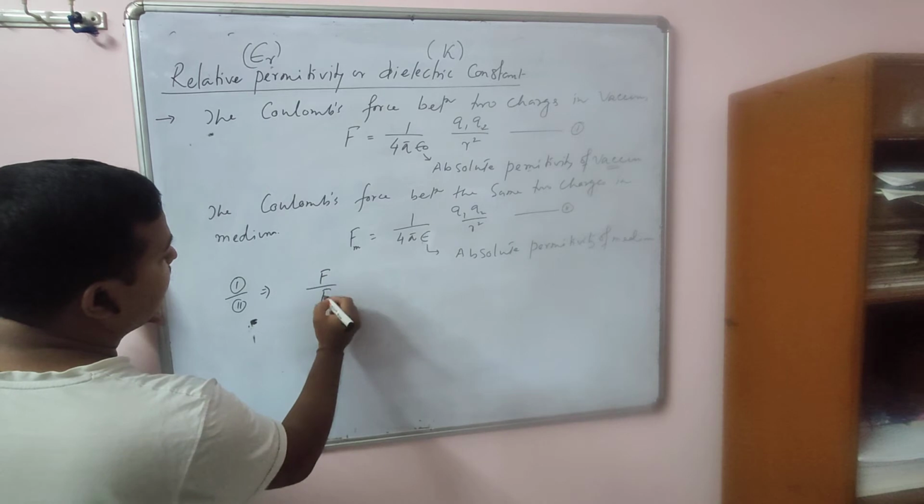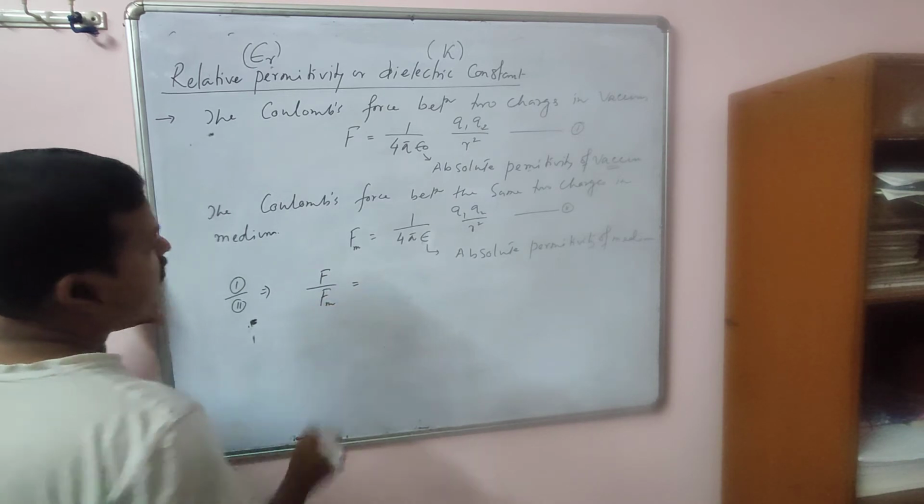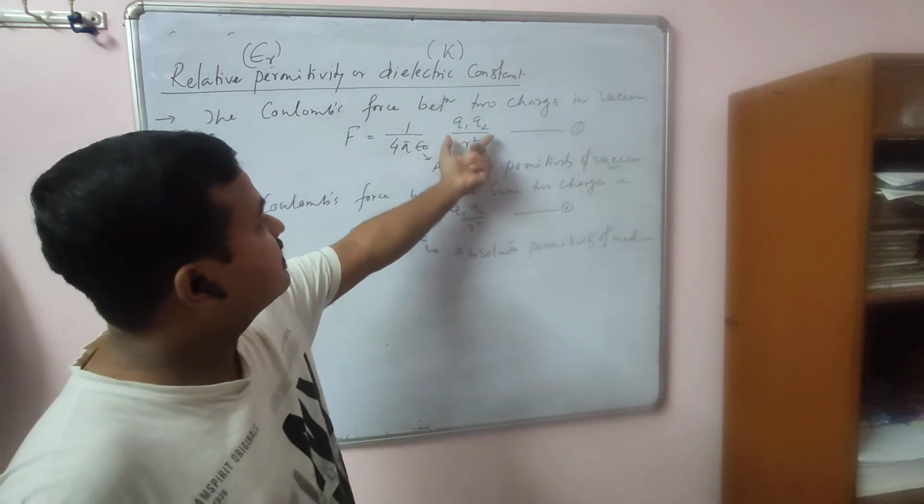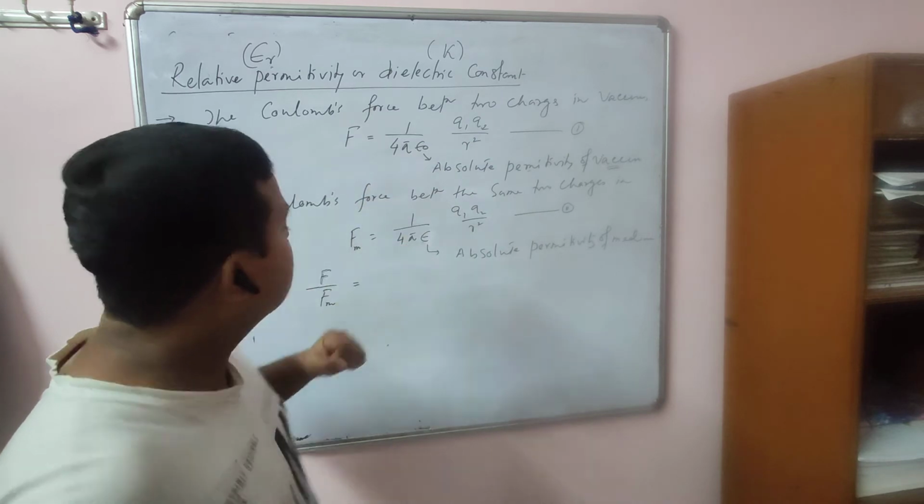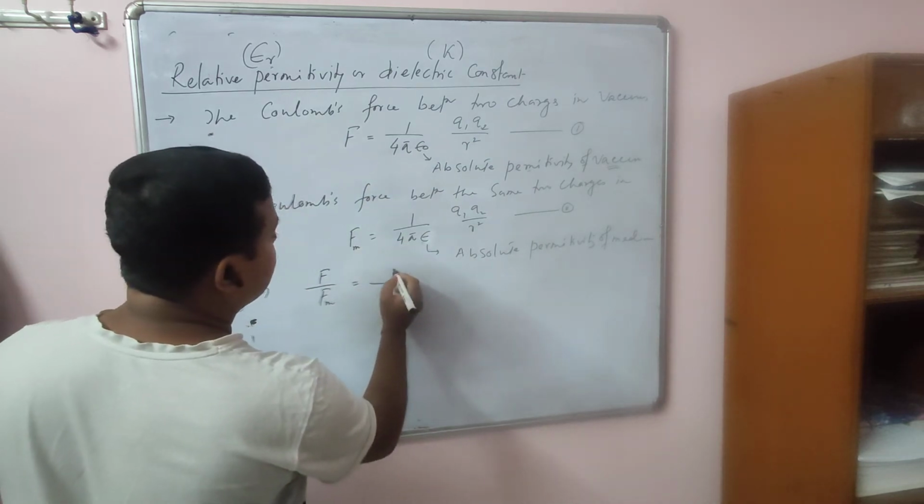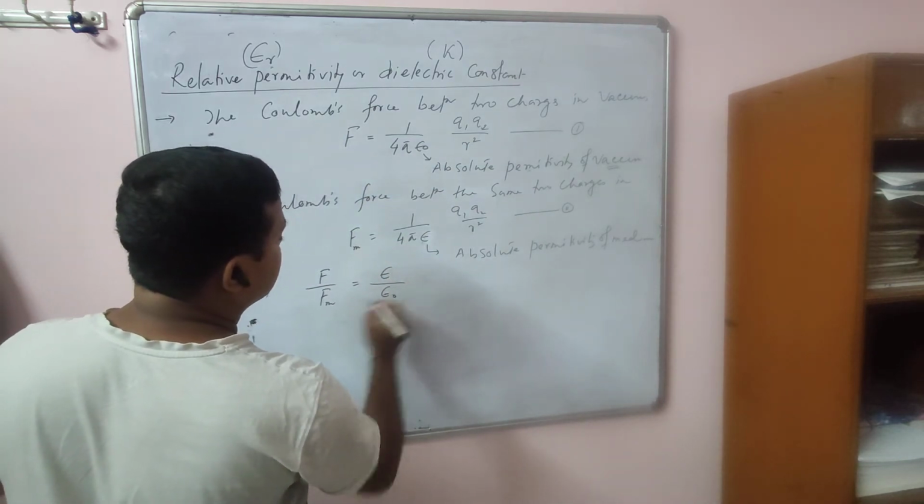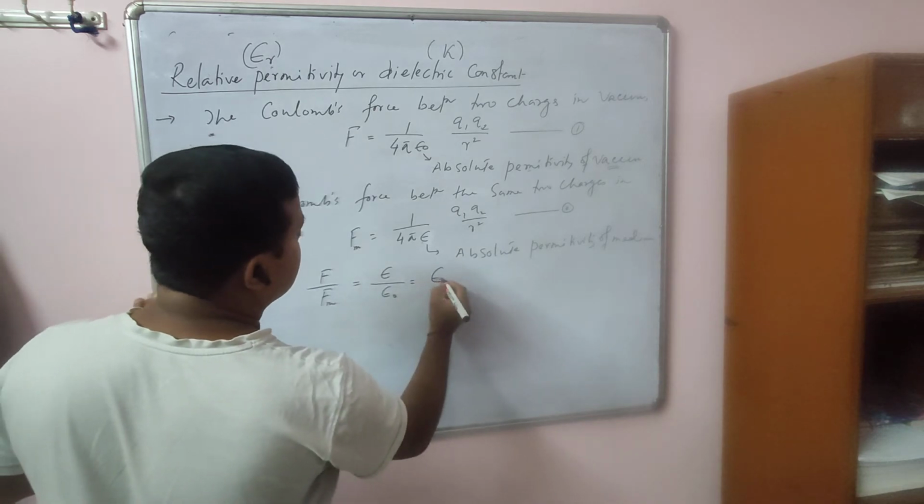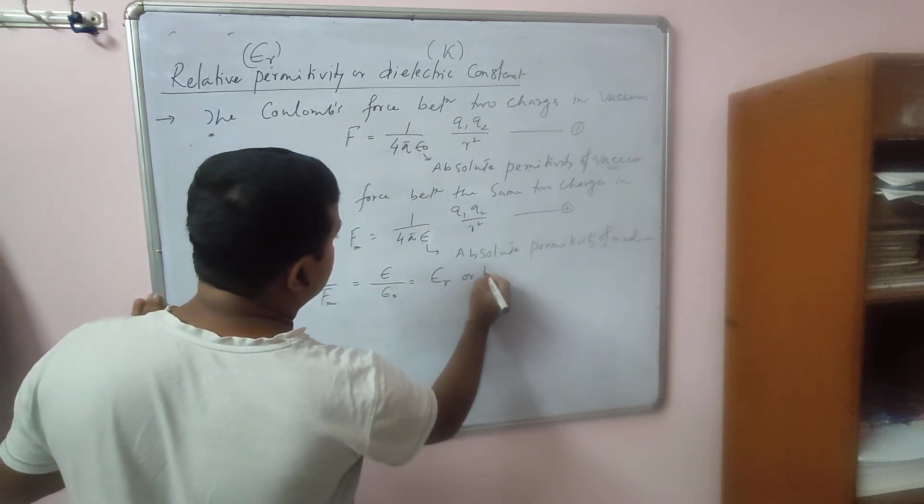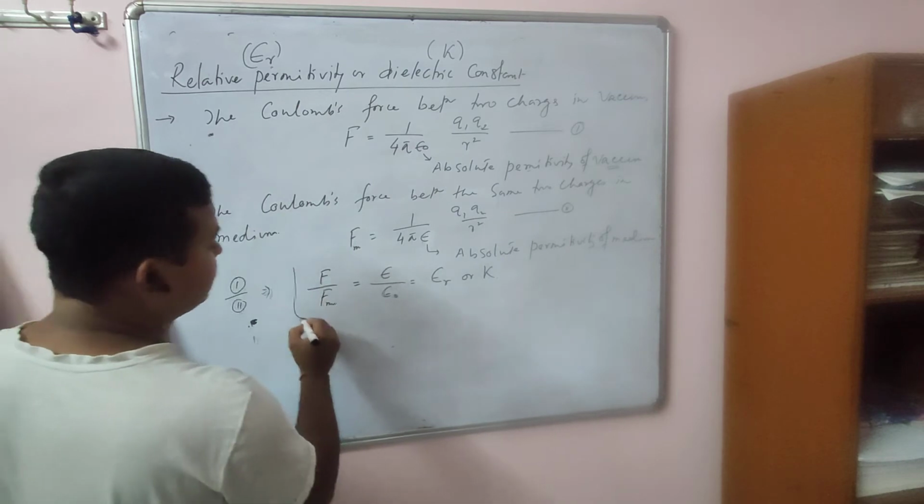F by F medium. You see this part is the same, so the 4 pi cancel out. So what remains? It will be epsilon by epsilon naught. So this is called epsilon R or K. So both are the same in meaning.